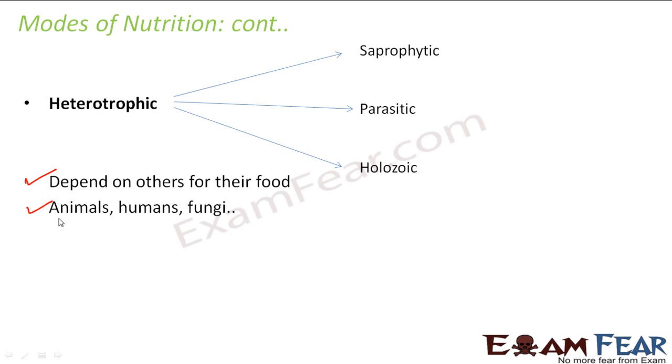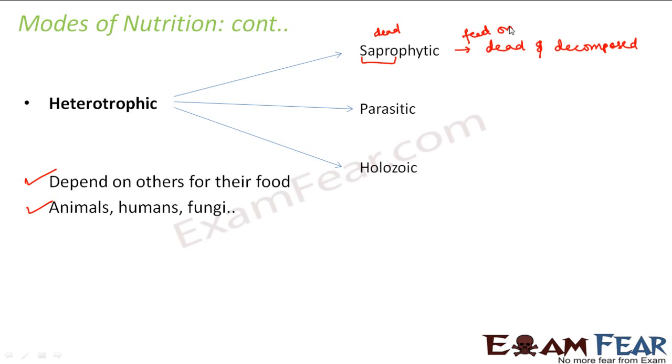The first one is saprophytic. The word sapro itself means dead. So saprophytic mode is the mode wherein the organism feeds on dead and decomposed matter. In saprophytic mode of nutrition, the organism obtains its food from dead and decomposed matter. So the organism will actually feed on dead plants and animals.